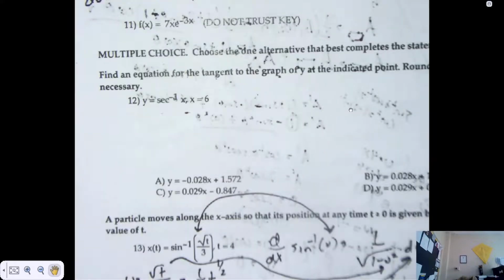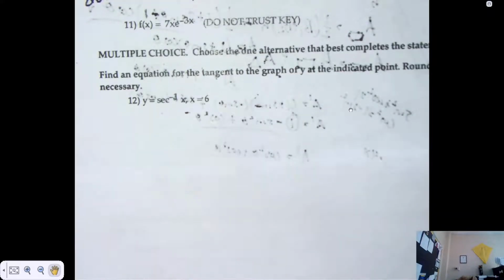All right, so that's 11. We got 12 up. 12 is inverse trig. We're asked to write an equation for the line tangent at the indicated point, which means we're going to find slope. And hopefully it won't be too bad.